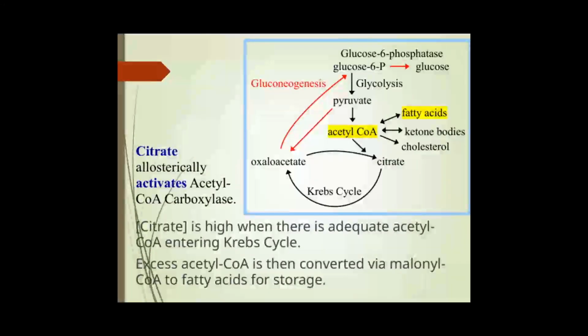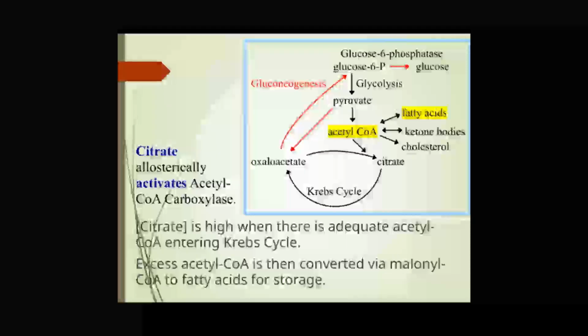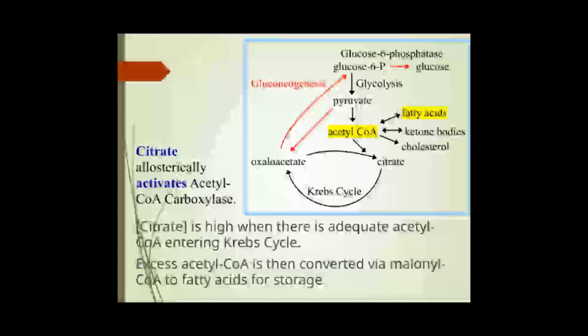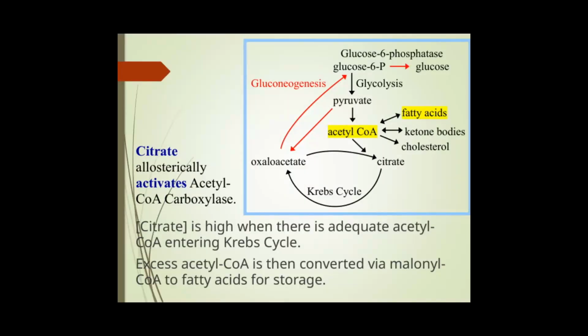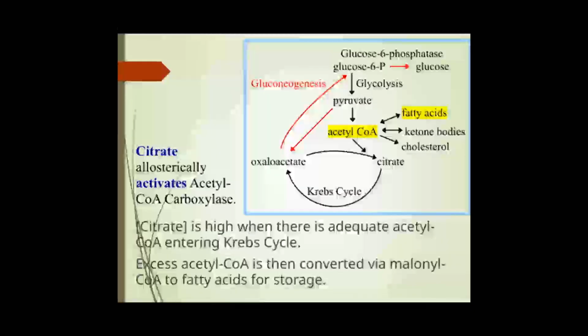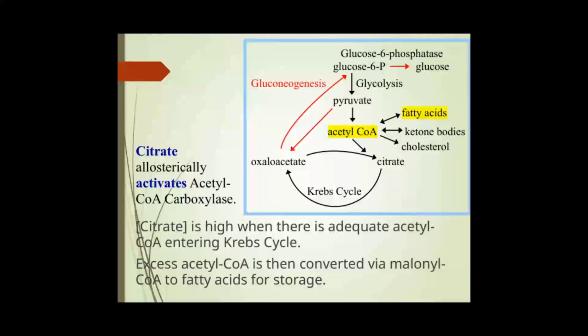Excess acetyl-CoA is converted into malonyl-CoA, which then serves as the building block for fatty acids. These fatty acids are ultimately stored for future energy needs. So, in essence, citrate acts as a metabolic switch, indicating when it's appropriate to turn on fatty acid production, tying back into our theme of metabolic regulation and energy storage.